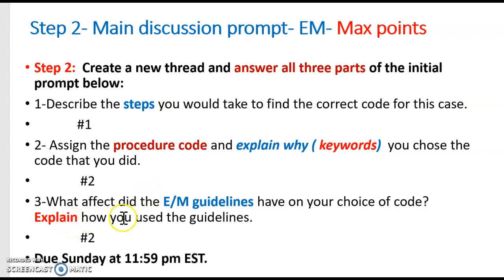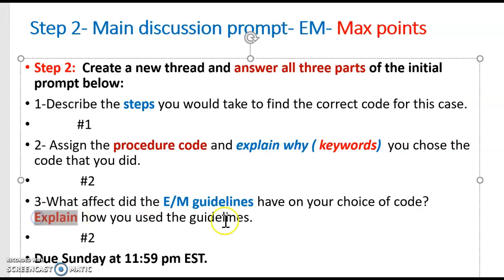Question number 3 is the same way. You are giving me the guidelines now, explaining to me the guidelines of why you chose the code. And remember, it says explain, so that's the second question. So you may want to make sure you are catching these tiny hidden words here and there that are asking you an extra question.